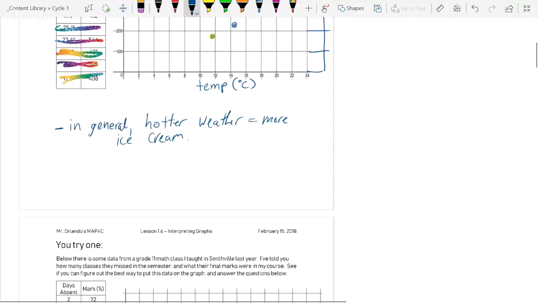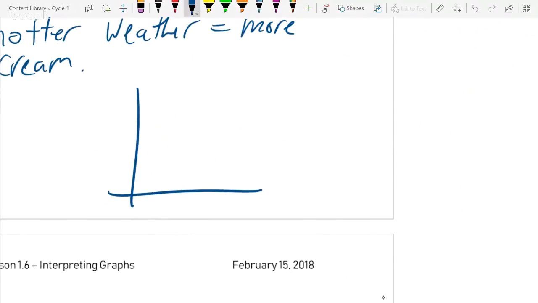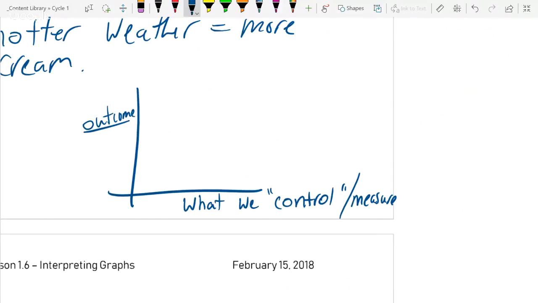But I want to mention this because it's kind of a rule of thumb in science, where down here we put what we control, and I'm going to put control in quotation marks because it's not always something we're in control of, or what we measure, the thing we're interested in, and up here we always put the outcome. And that's a rule for science. It's not that there's something magical about going up and down versus left and right, but rather somewhere along the line, somebody said, if we all do this the same way, then we can just quickly look at a graph and know what we're looking at.